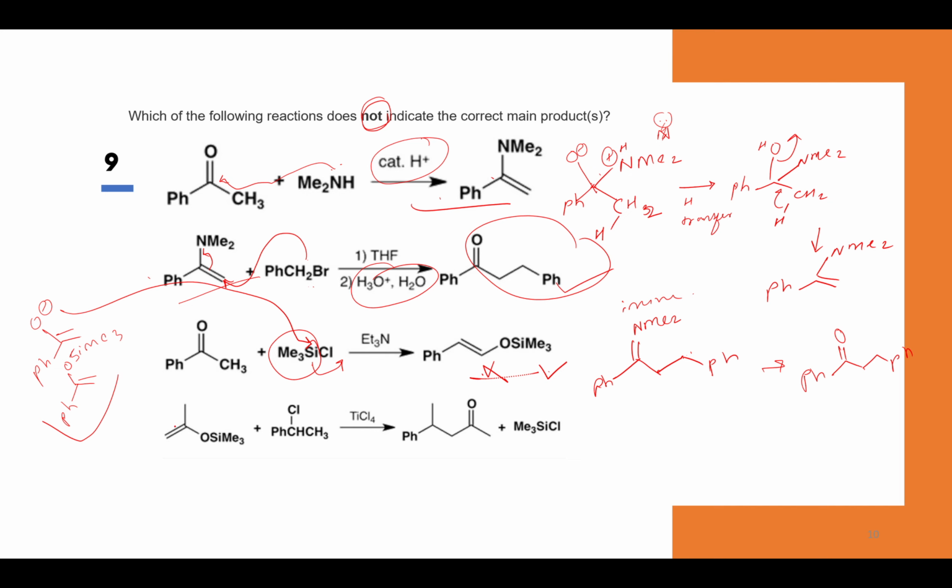Now in option number 4, you can see here this silyl ether is getting attacked by this carbon. The lone pair will push here. So this is also a correct option, and the major product will be this one only. So option number 3 is incorrect, only option number 3 is incorrect. That's the way you have to find out the correct option.